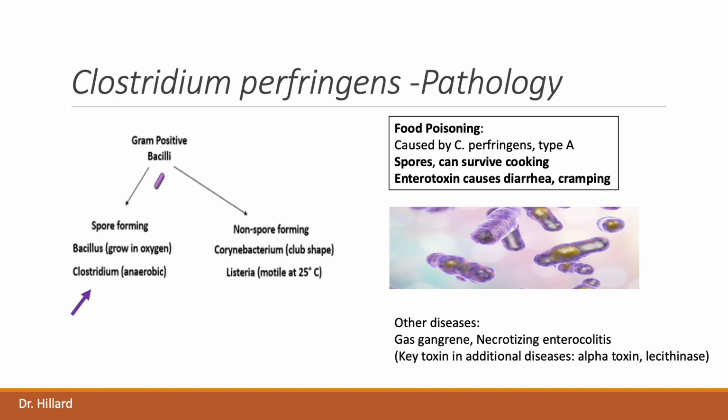Of note, you might also remember from MOD when this organism was presented that it also causes gas gangrene and rarely necrotizing enterocolitis. Necrotizing enterocolitis caused by Clostridium perfringens is a hemorrhagic necrosis that often affects the small bowel, causing tissue death and perforation. The key toxin in both gas gangrene and necrotizing enterocolitis is the alpha toxin lecithinase, an enzyme which degrades lecithin, a component of cell membranes.